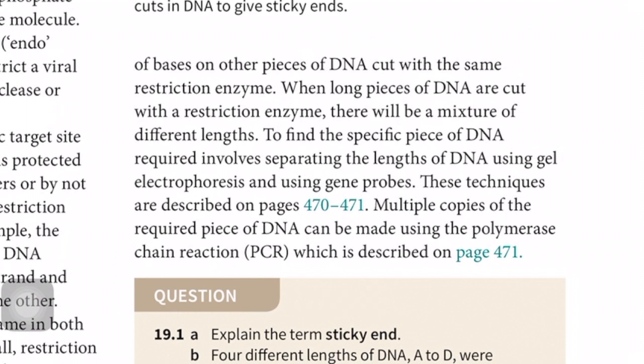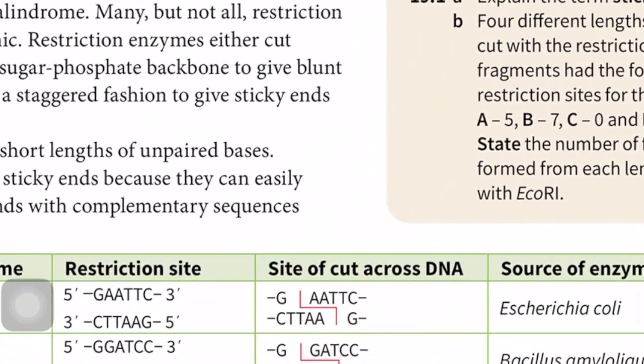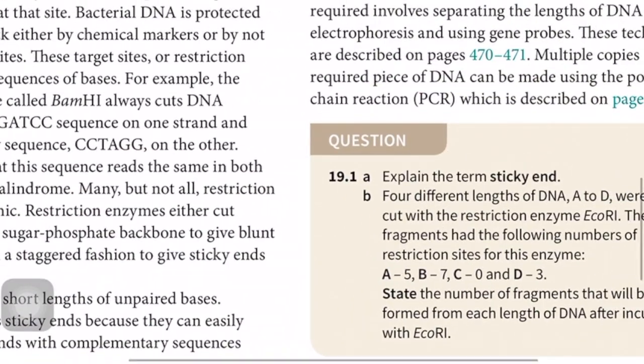Multiple copies of the required piece of DNA can be made using the polymerase chain reaction. How the polymerase chain reaction occurs will also be described. I told you that polymerase chain reaction is used to make multiple copies of a single DNA. Gel electrophoresis separates the DNA according to their size, and gene probes are complementary DNA to part of the DNA sequence we need, and those parts will form complementary pairs, and then we can separate it to get the DNA we want. That is how it works in short. We will look at it in detail.